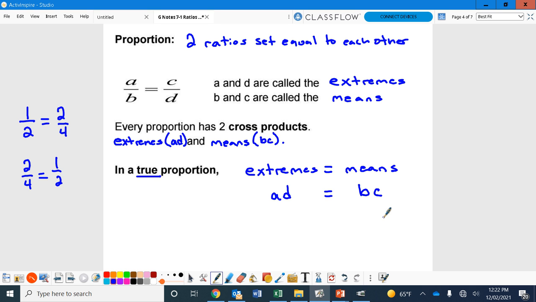All right, anybody have any questions before we talk a little bit more about proportions and how they're related to each other? Okay. Everybody good? I don't want to get ahead of anybody.